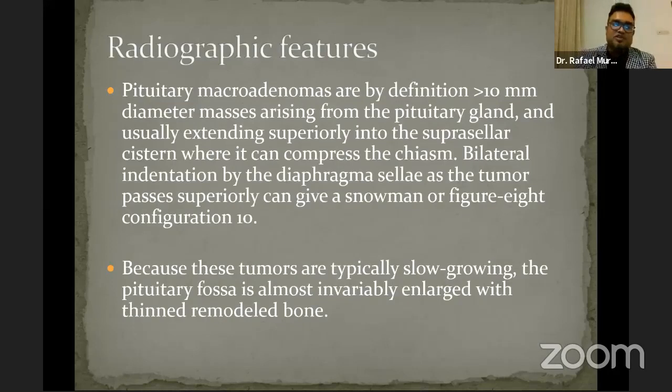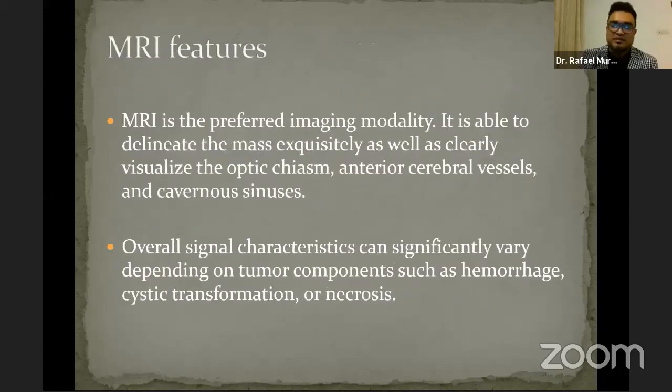The radiographic features: pituitary macroadenomas are by definition more than 10 millimeter in diameter, masses arising from the pituitary gland and usually extending superiorly into the suprasellar cistern, where they can compress the optic chiasma. And the bilateral indentation by the diaphragma sellae, as the tumor passes superiorly, can give a snowman or figure of eight configuration. Because these tumors are typically slow growing, the pituitary fossa is almost invariably enlarged with thinned, remodeled bones. So next slide, please.